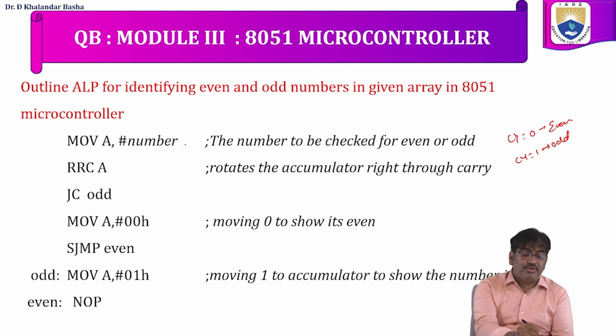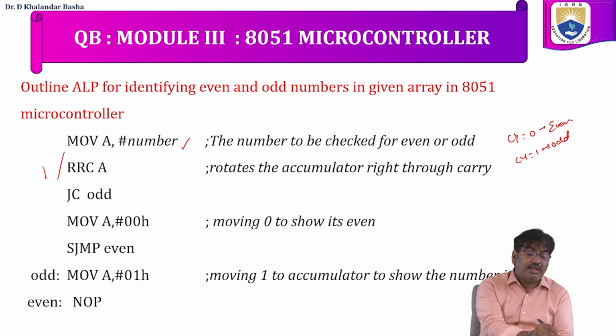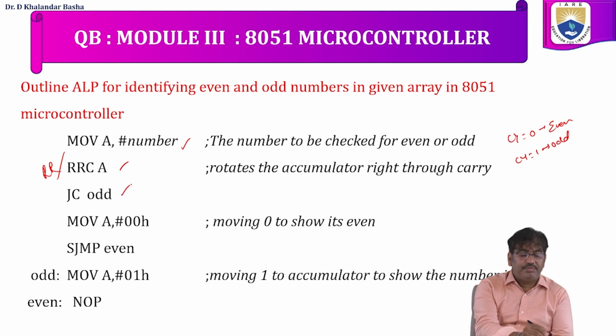The number for which we want to find out whether it is even or odd, move into accumulator. Rotate these contents either through carry or without carry. Anything is valid. Accumulator contents will be rotated towards right side by 1 bit. Then examine carry flag. If carry flag is set, go to the odd label where we are going to write accumulator as 1.